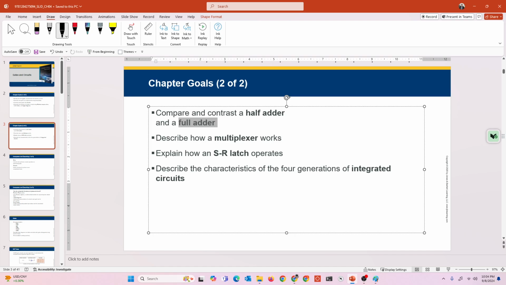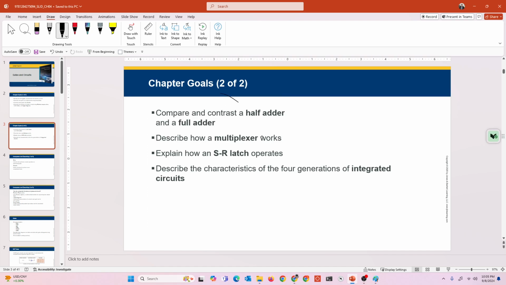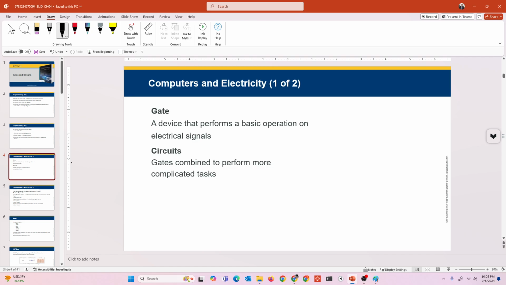Describe how a multiplexer works. A multiplexer is just something that brings in multiple inputs and creates an output. Not only that, it has multiple inputs, and with a certain trigger, it gives us one of the inputs in the output. For example, we'll go over in a second, so we will get to it.